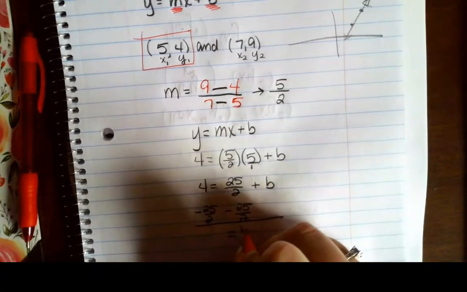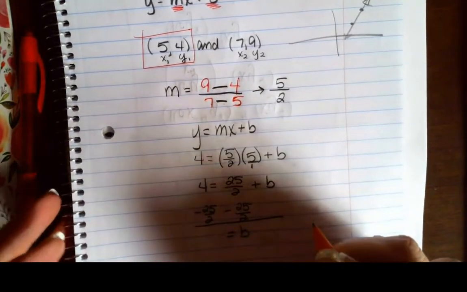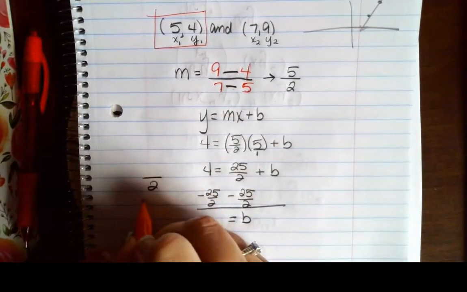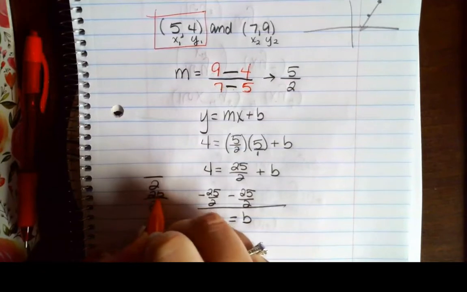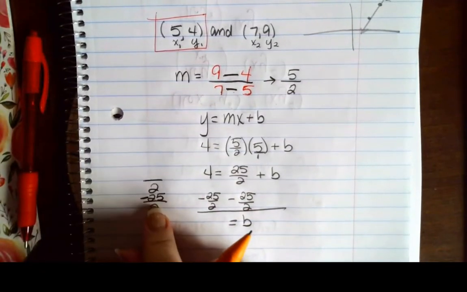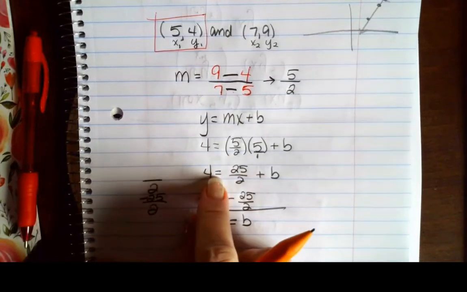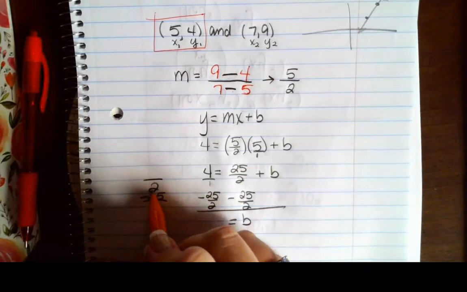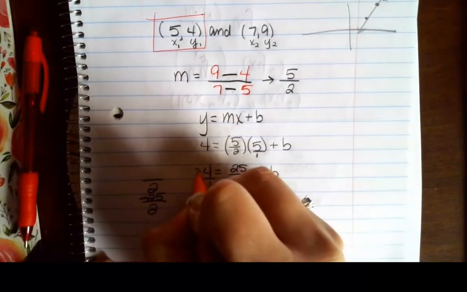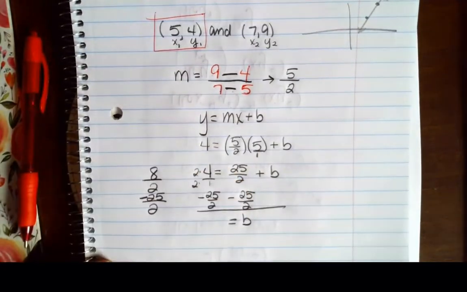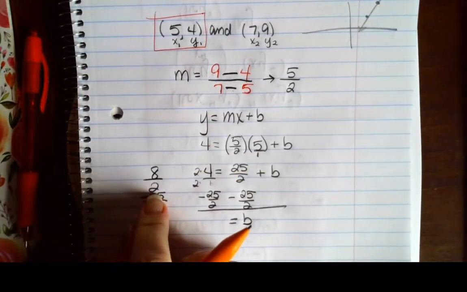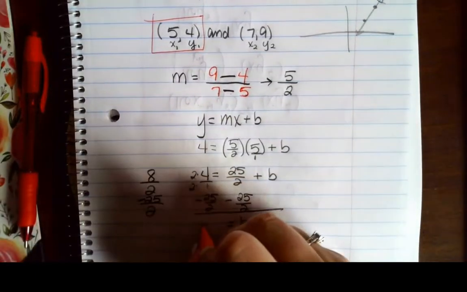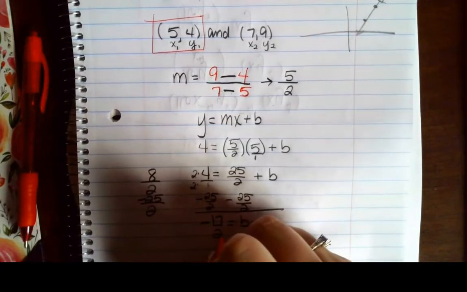So I need a common denominator, and that common denominator is going to be 2. So I need a 2 attached to my 4, and I need a 2 attached to my 25. Well, I've already got the 25 with the 2. So how do I move from a denominator of 1 to a denominator of 2? I multiply by 2. So I'm going to multiply by 2 on the top and the bottom, and that gives me 8 halves. So what is 8 halves reduced? It is 4. Okay, so 8 minus 25 is going to give me a negative 17 over 2.